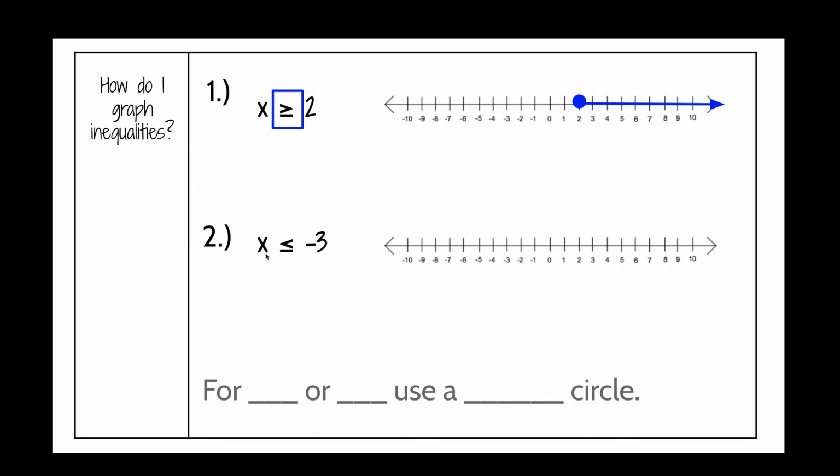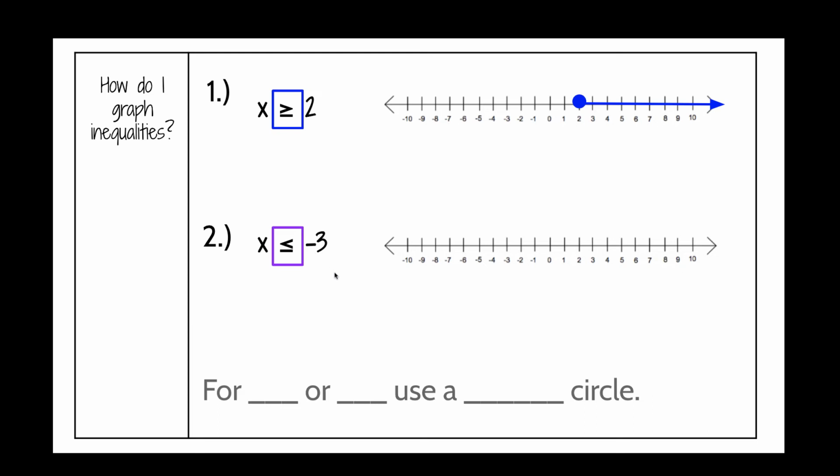Practice reading it. x is less than or equal to -3. Here's my sign. I'm saying that any value I plug in for x could be less than or equal to -3 for it to satisfy this inequality, for it to be a solution to this inequality.